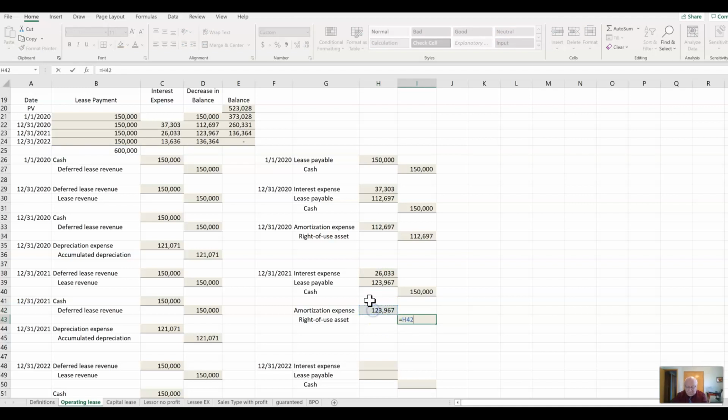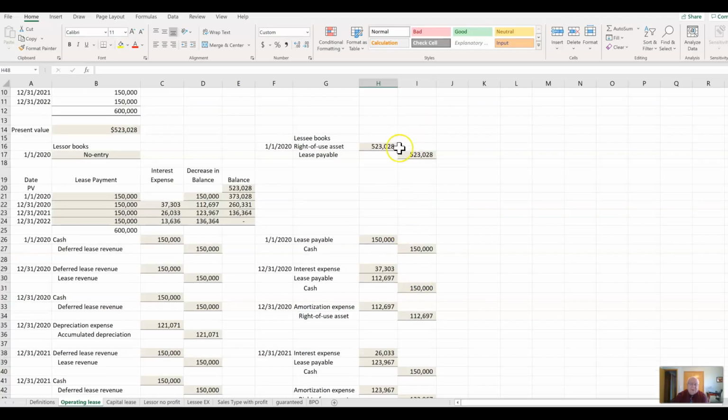Okay. Now I didn't use the round function on there just to save some time. But if you did the round function, you can always put it in later if you want. Equal round. Then hit the end key, comma, 0. There. Okay. So that's the amortization. Again, the total equals 150,000. Because when you're done with this, remember the right-of-use lease asset up here, this one should be 0.